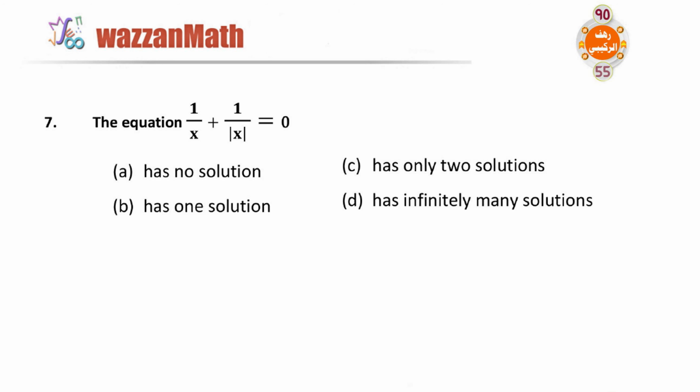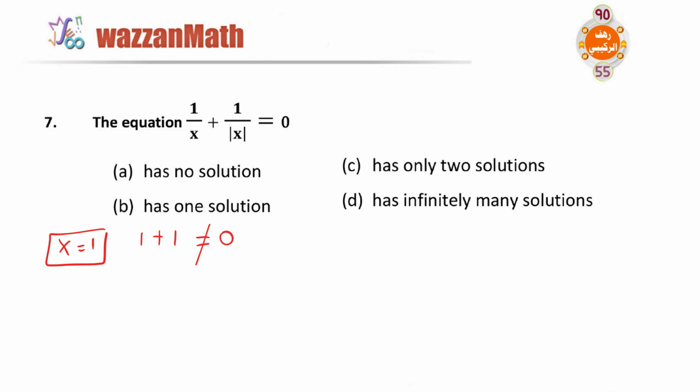So we obviously can't substitute with 0 because 0 gives us a 0 in the denominator, which is not an acceptable expression. So we'll start with x equals 1. If we start with x equals 1, we get 1 over 1, which is 1, plus 1 over 1, which is 1, which is going to equal 0. So that's obviously not a true expression.